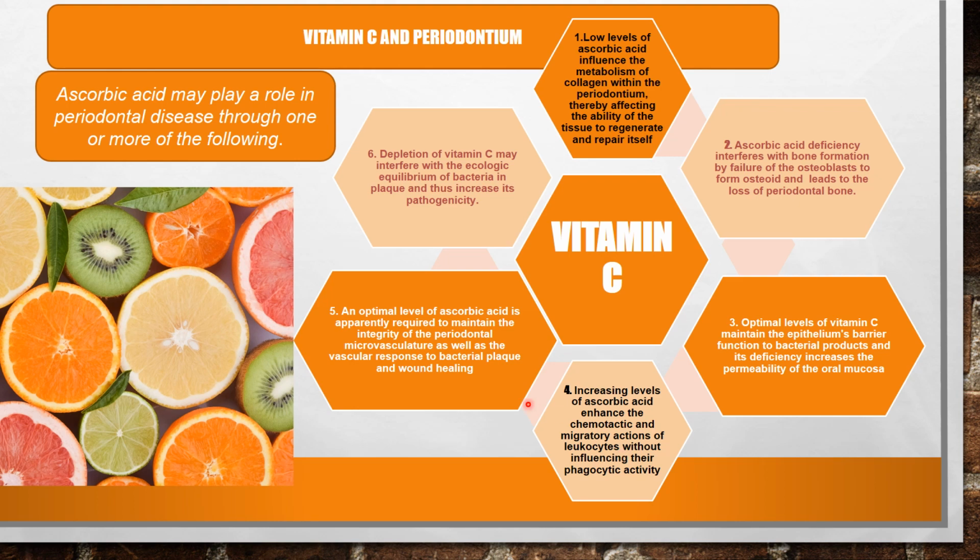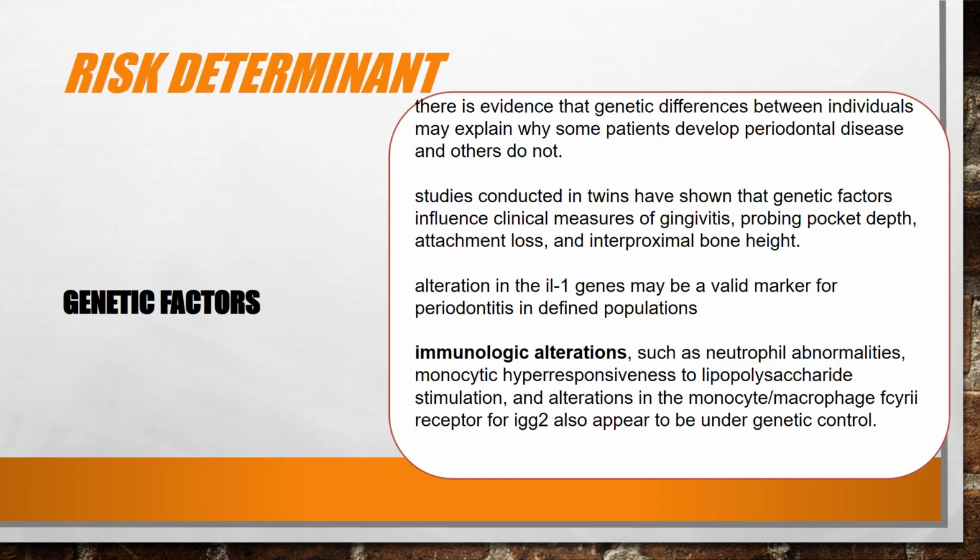And fifth one is the integrity of periodontal microvasculature and the wound healing. And sixth one is the ecological equilibrium. So this increases the pathogenicity. So coming to the risk determinants, the first factor is genetic factors. These risk determinants are factors that cannot be modified.